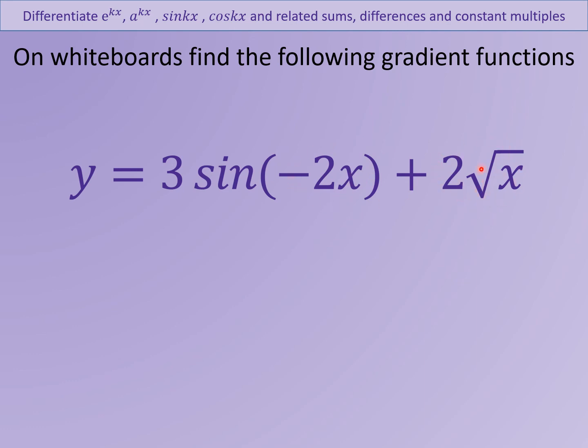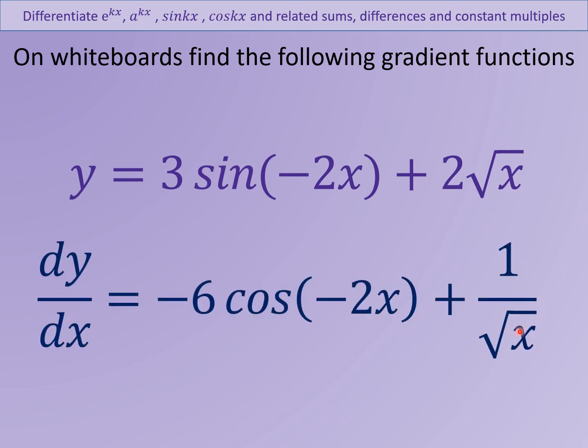This part here, I would think about writing it as 2x to the half, because the square root is a half. So 2x to the half, and you can follow the rules of polynomials. Bring the half to the front, so 2 times a half is going to be 1. x to the power 1 minus 1 gets you minus a half. So notice that's where that bit comes from. So 2 times a half gets 1. x to the minus a half is the same as 1 over root x.